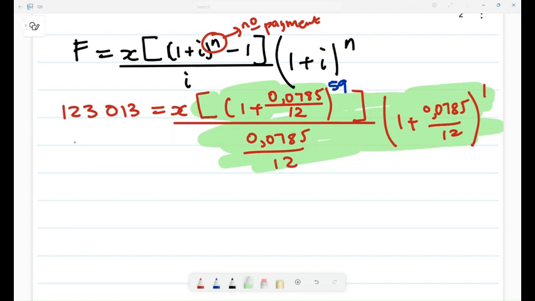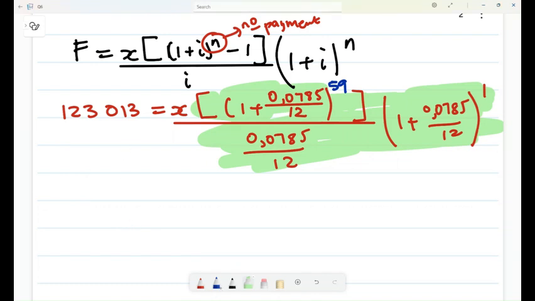Then you come to the division part. You divide by what? 0.0785 divided by 12. I'm hoping that I do not make any mistake. Then I multiply by that bracket 1 plus 0.0785 divided by 12 to the power of 1. I do not need to do that. Let me just confirm all of my things are correct. Yes. Then I say equal sign. All right. I just leave this as it is on my calculator.